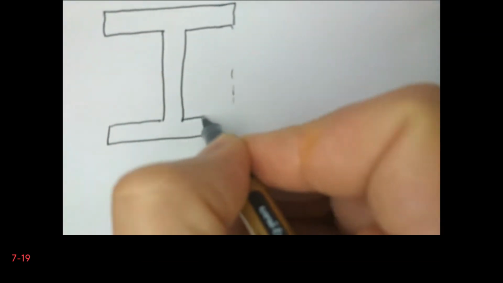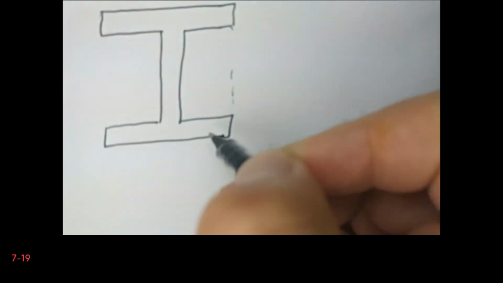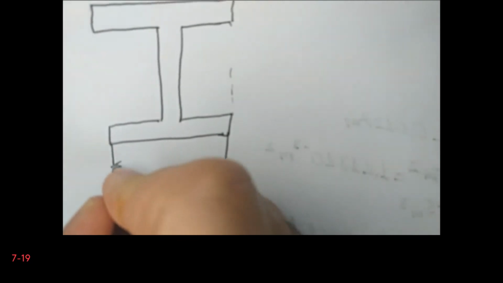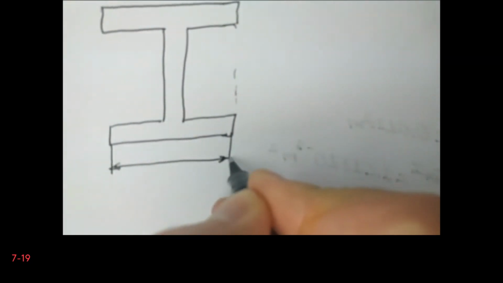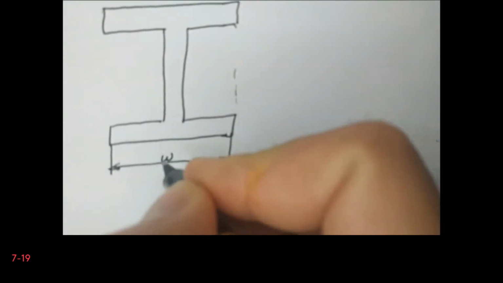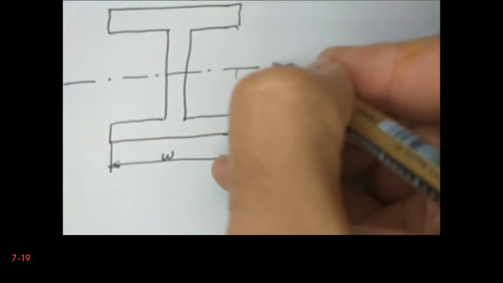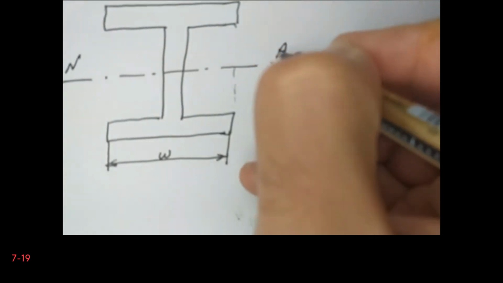This is our I-beam. Let's say that this distance is W. This dimension. And it is symmetric, therefore we don't need to calculate the location of the neutral axis, so it is just at the geometric center. So it is just at the center.